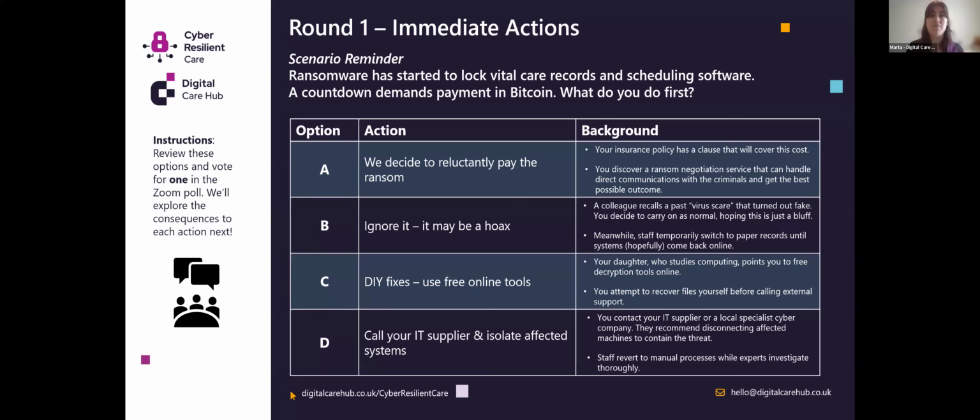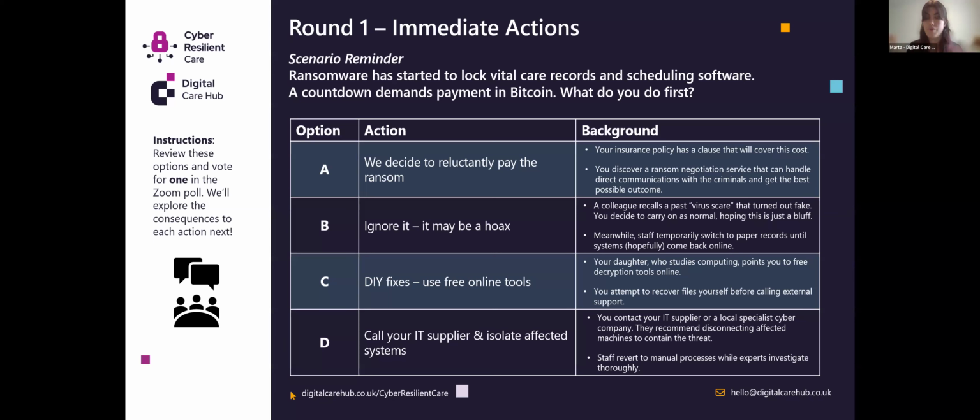Option C, DIY fixes. You use free online tools and research how to best manage this situation. For example, your daughter, who studied computing, points you to free decryption tools online. Option D, you call your IT supplier and isolate affected systems. You contact your IT supplier or a local specialist cyber company. They recommend disconnecting affected machines to contain the threat. Staff revert to manual processes while experts investigate thoroughly.